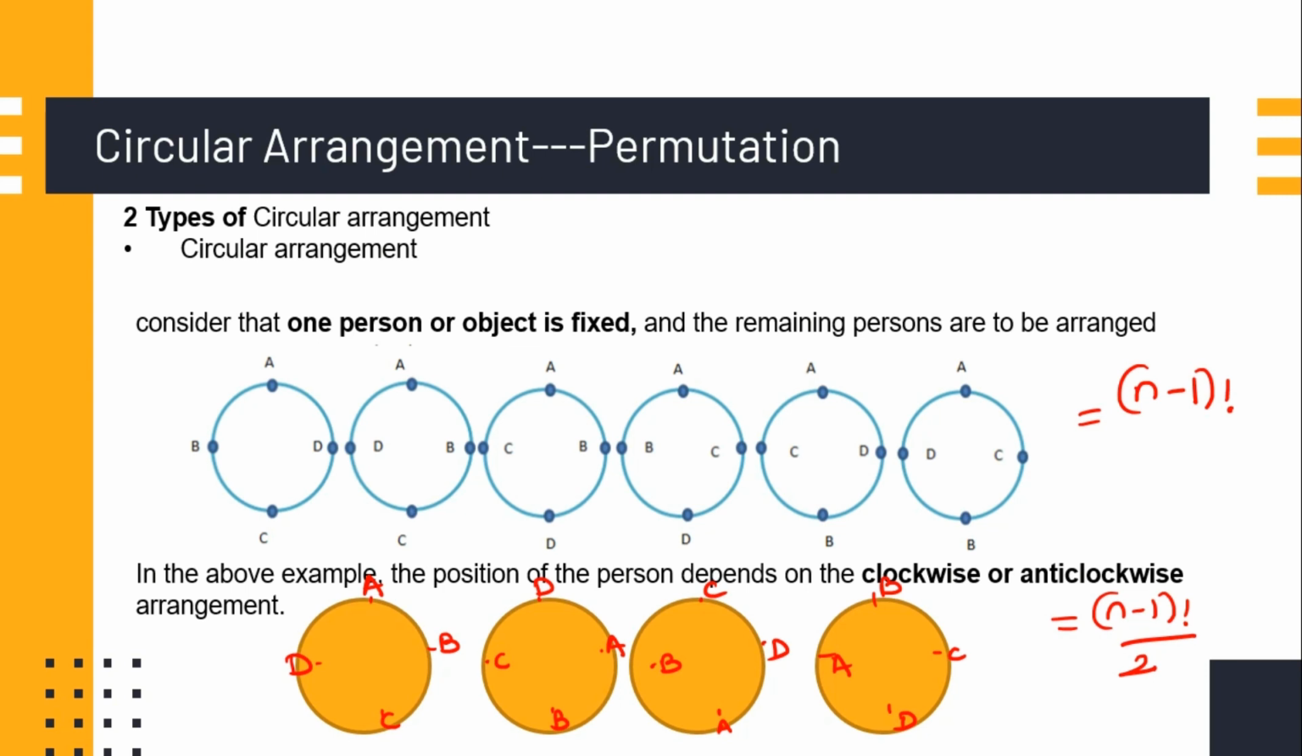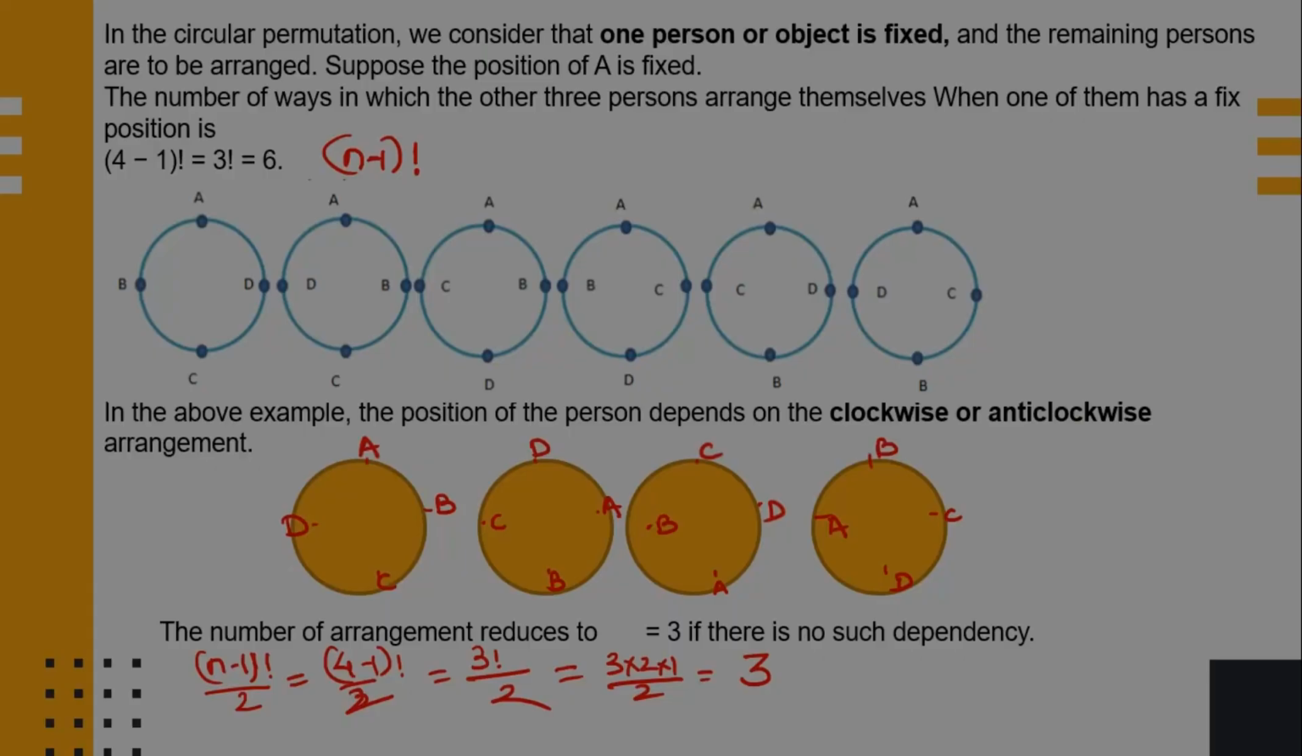If persons or objects are arranged in a circular way, then there will be two possibilities for your arrangement. One possibility is that one person is fixed and all others are rotating, and the second possibility is that all the persons or all the objects are rotating in either clockwise or anti-clockwise rotation.